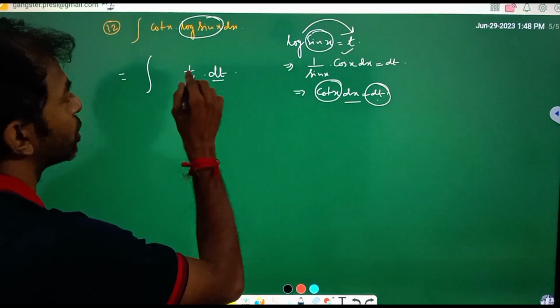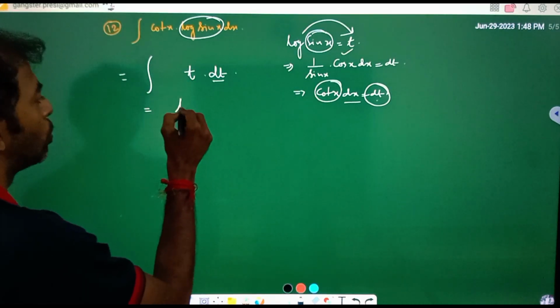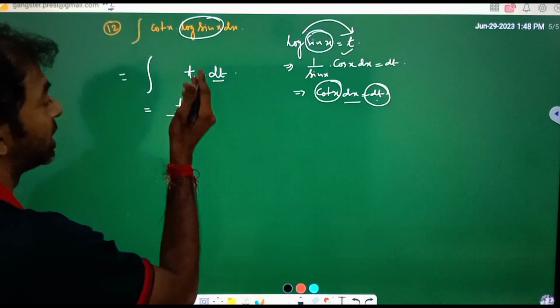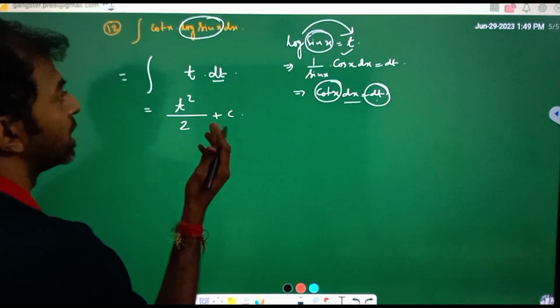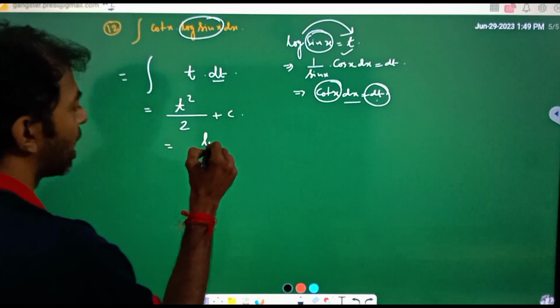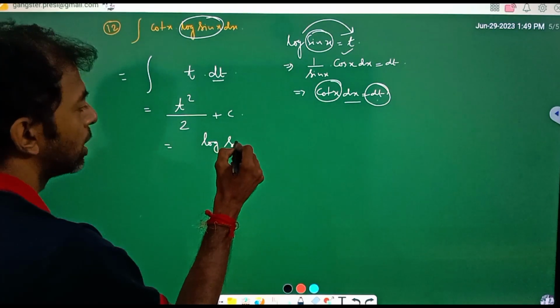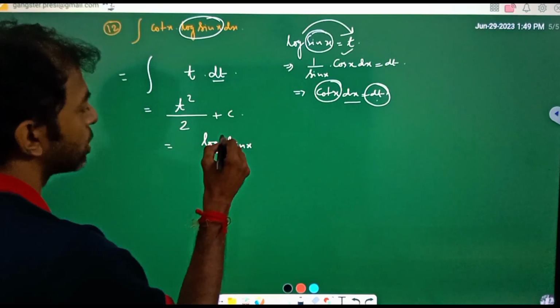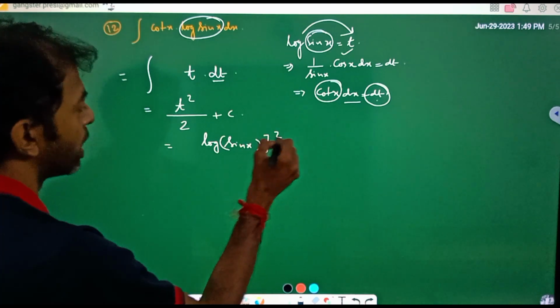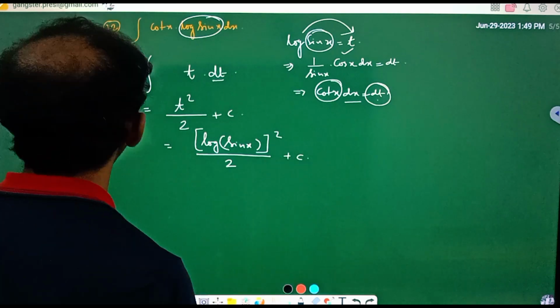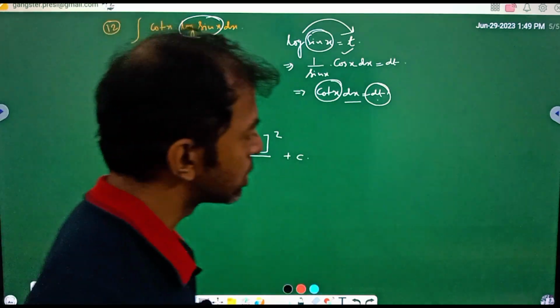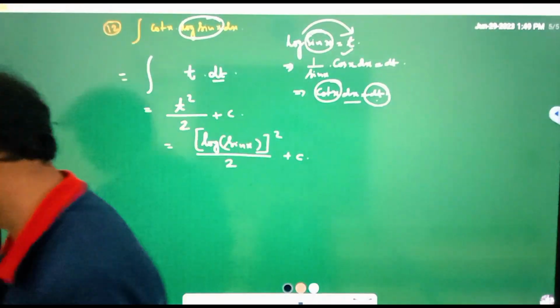Log sin x is substituted by t. So the standard integral form will be t square by 2 plus c, where c is our integral constant. Now the value of t is log of sin x. So log of sin x whole square divided by 2 plus c, that's our actual answer. So that's our 12th problem. Those are very easy problems.